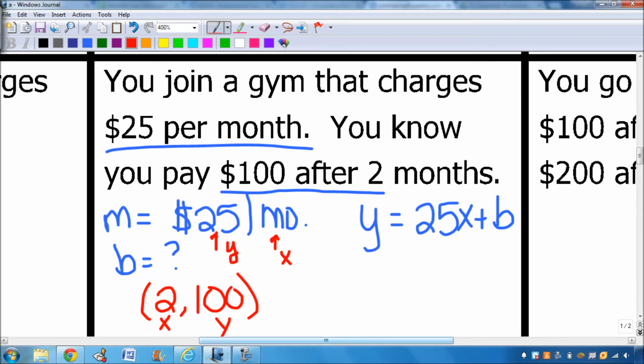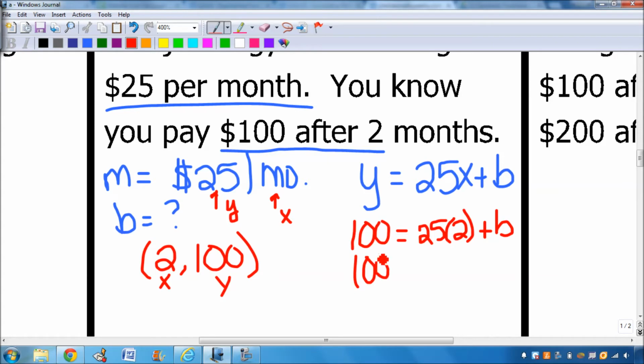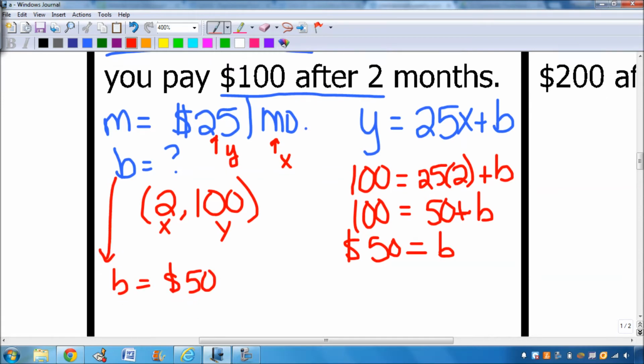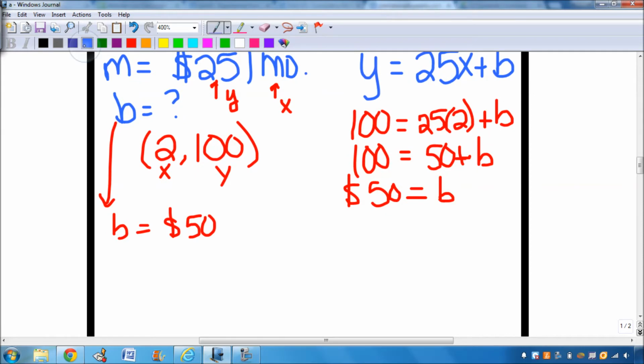So I'm going to just plug in my information. I say y, or 100, excuse me, will be plugged in for y, equals 25 times 2 plus b. So I'm going to say 100 equals 50 plus b. So subtract 50 from both sides, you get 50 equals b. So that is your starting amount. $50 is your starting amount. b is no longer a mystery. b equals 50. So we can say that our final equation is y equals 25x plus 50. All right.